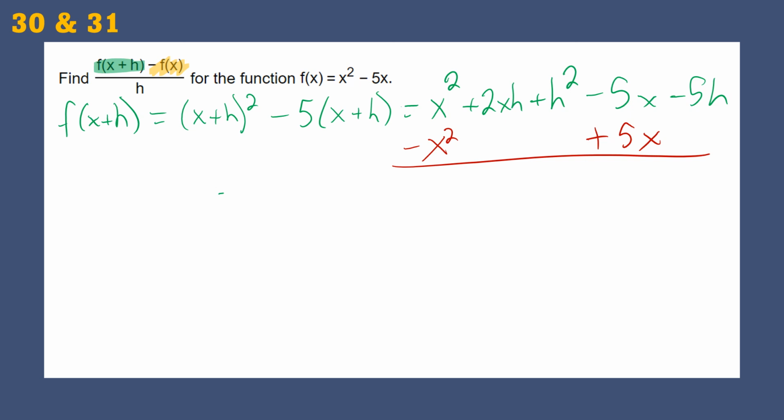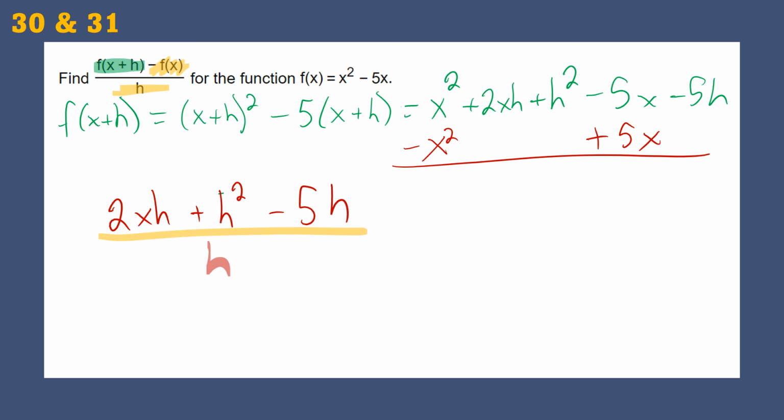All right, so if we go ahead and subtract those, like it says, what we get is 2xh plus h squared minus 5h. Which brings us to the last step. The last step, and it says down at the bottom, divide the whole thing by h. So we're going to do that. I'm going to divide the whole thing by h.